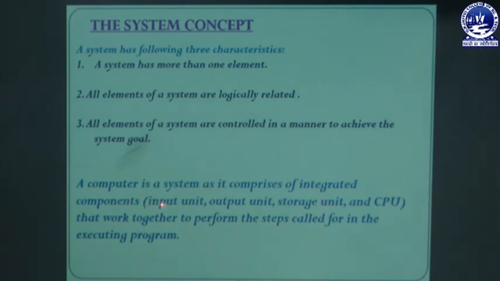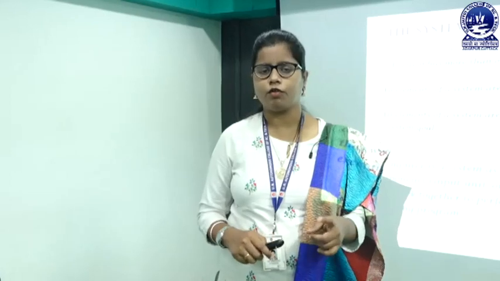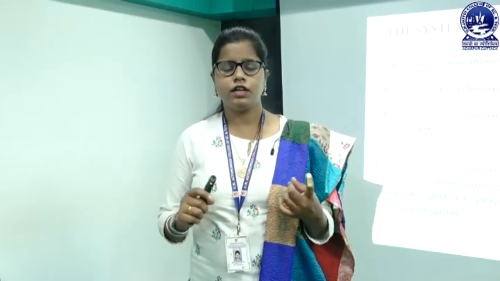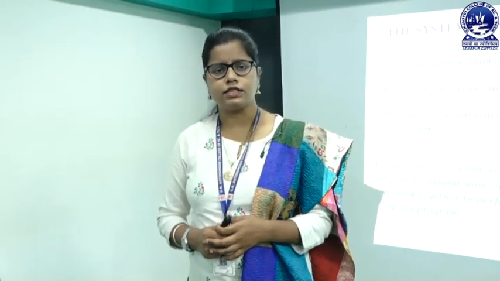So what we have learned is that the computer is a system because it comprises integrated components that work together to perform the instructions called for in the executing program. Whenever we are going to execute a program, we should call the instructions. So for the execution of instructions, we have some integrated components in a computer that are logically related. So that's why we are calling the computer a system.